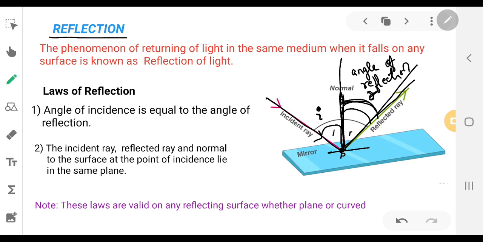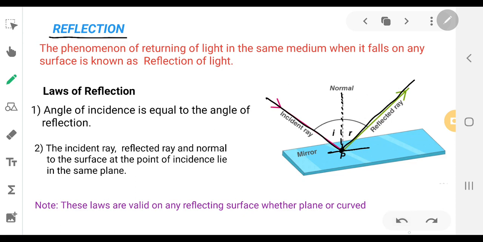There are two laws of reflection. The first one is that the angle of incidence is equal to the angle of reflection. That is, I is equal to R. So if it is 30 degrees, then this also will be 30 degrees. With the same angle, they are incident and reflected.